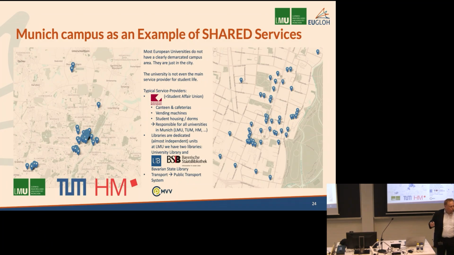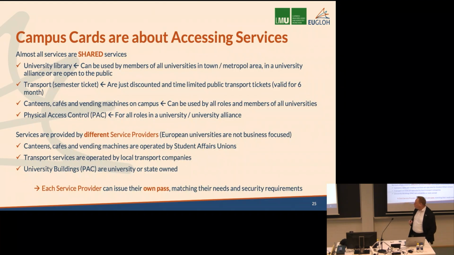In Munich, we have 3 huge universities, 130,000 students, but they all go to the same canteens. They all use the same transport system. They all want to use the libraries. That must work. It's not limited to your university. So it's all about service access. And we have shared services and different service providers.